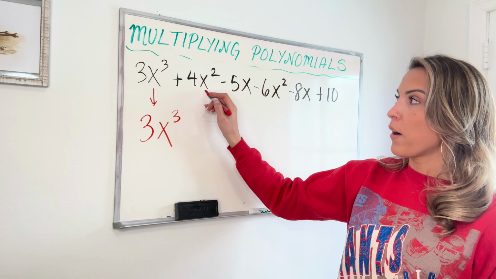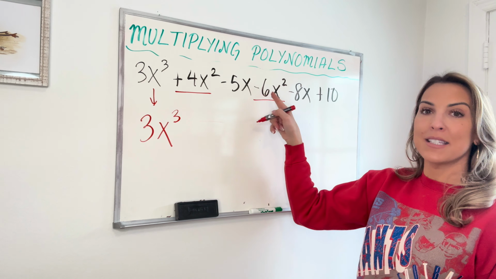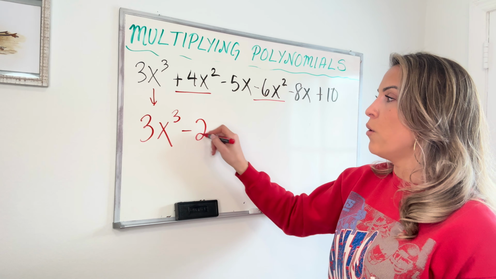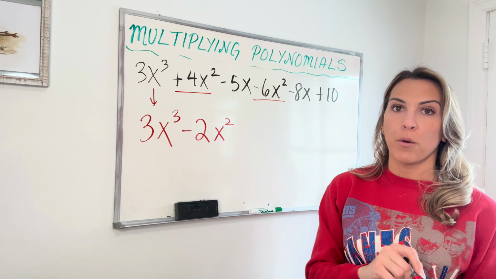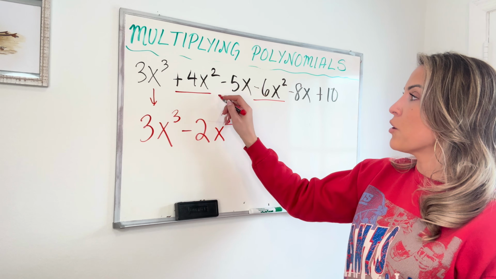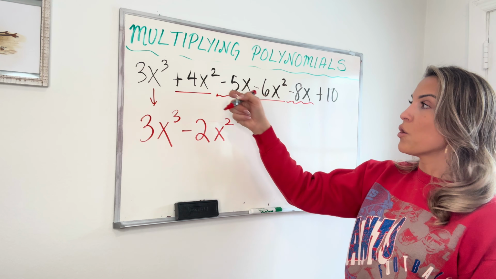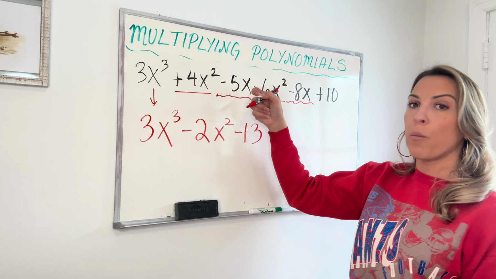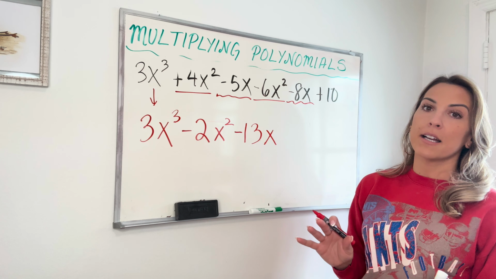Now I'm going to go to my 4x squared. Well, 4x squared can be combined with -6x squared. So 4 minus 6 is -2. And when we combine like terms, we keep the variable and exponent the same. My next term is -5x, and I can combine that with -8x. So -5 minus 8 is -13. And again, when we combine, we keep the variable the same. We don't do any adding exponents.